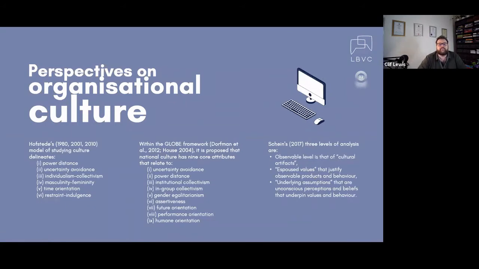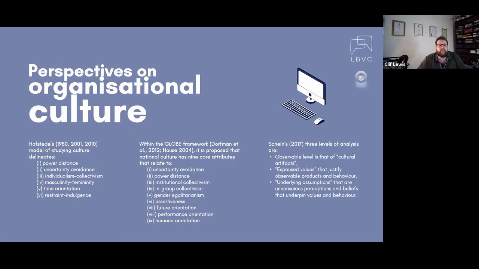So the first 2 models that are quite well known, quite frequently referenced when we talk about organizational culture, are the first two that you can see here on the slide, Hofstede's and the Globe framework, especially when you talk about diversity and international firms and culture. A framework that's very, very frequently used is the Globe framework.